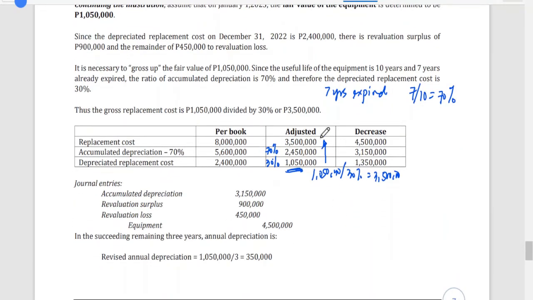As a result of this, observe that instead of an increase in this column, instead of appreciation, there is a reduction. So, 8 million to 3,500,000, that's a decrease of 4,500,000. Then from 5,600,000 the accumulated depreciation became 2,450,000. And from 2,400,000, it became 1,050,000. What would be our adjustment? Just plot here the difference. The replacement cost decreased, so credit the equipment, because this represents the equipment account. And then there is a decrease in accumulated depreciation, so debit 3,150,000.